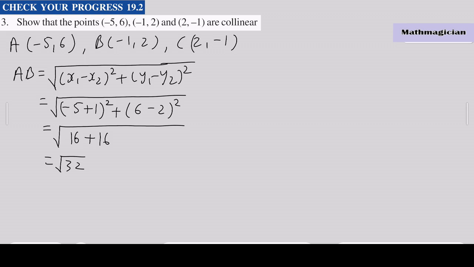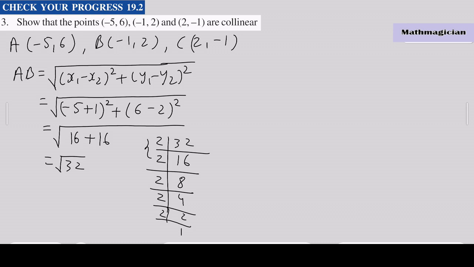Now let's prime factorize this. So we got two pairs of 2, so that becomes 4. So it is 4 root 2 unit.